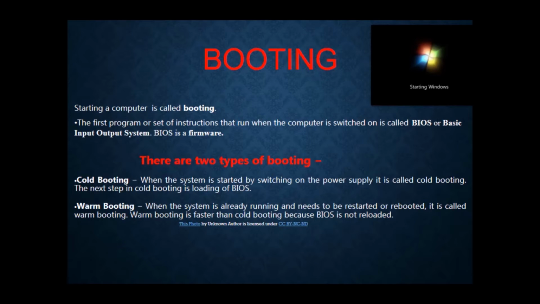It had to start from zero. Now, this is called cold booting. And the next step in cold booting is loading of BIOS, the set of instructions that run.